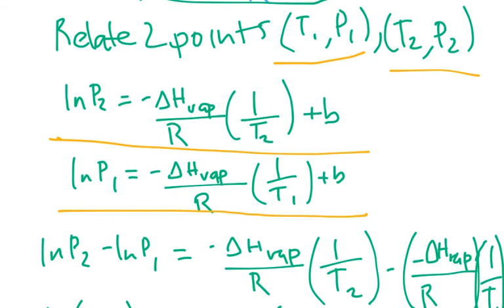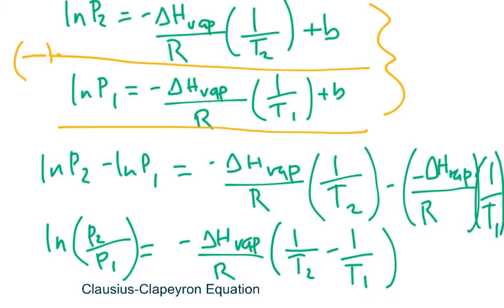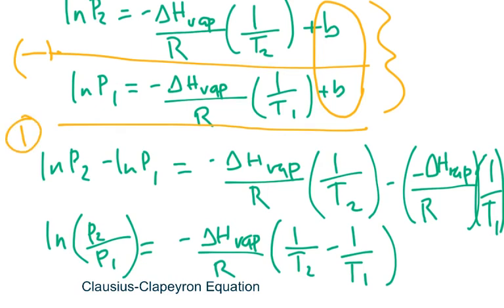What did I do next? Since this was kind of a system of equations, I decided to subtract the top equation by the bottom equation, and I got ln P2 minus ln P1 is equal to negative delta H vap over R times 1 over T2 minus negative delta H vap over R times 1 over T1. Notice how when you subtract B minus B, you get 0. So the B's cancel out, and you're left with basically this right here, equation number 1.